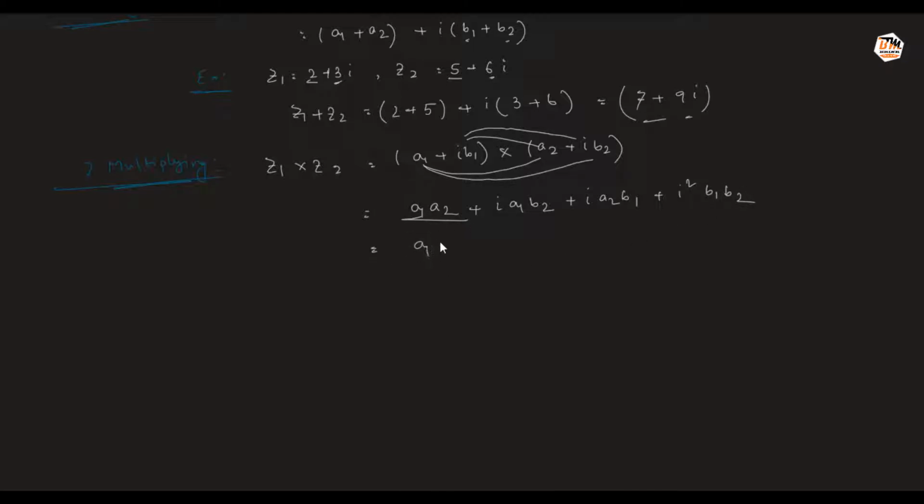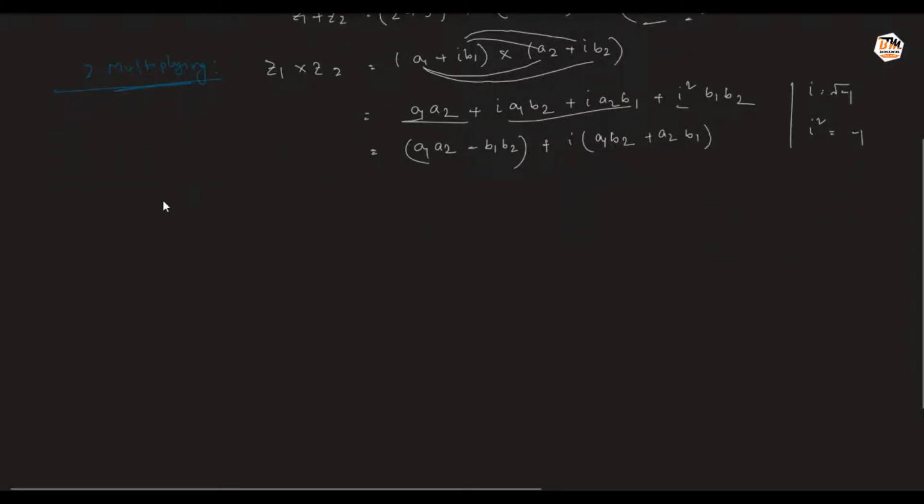So from here we have a1 a2, and as i equals root over minus 1, i square equals minus 1. So this will be minus b1 b2. Take this separately and take common i from these two. If we take common i, it will be a1 b2 plus a2 b1. So this is our formula.